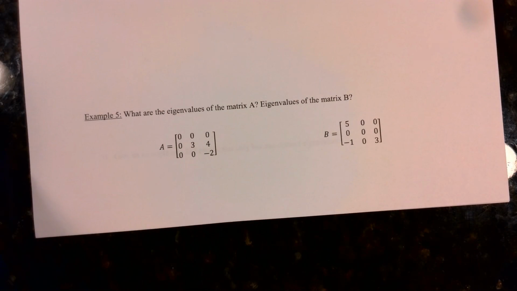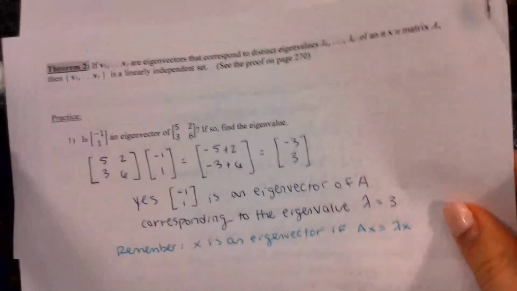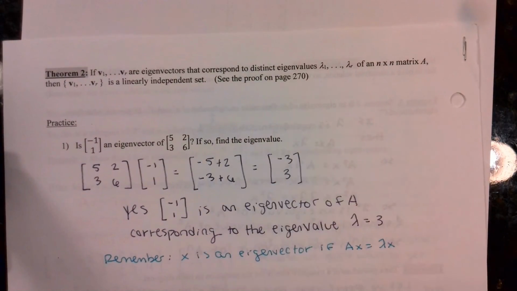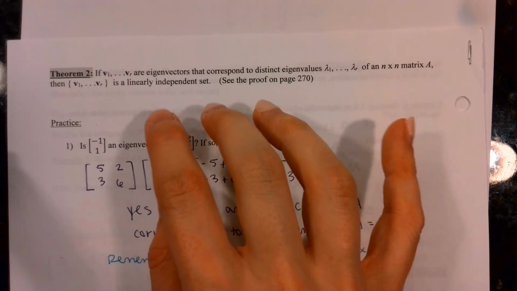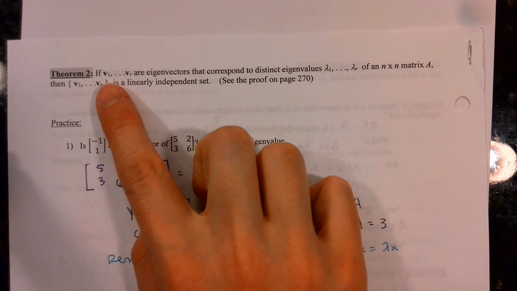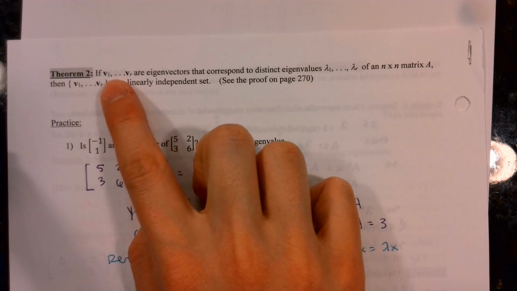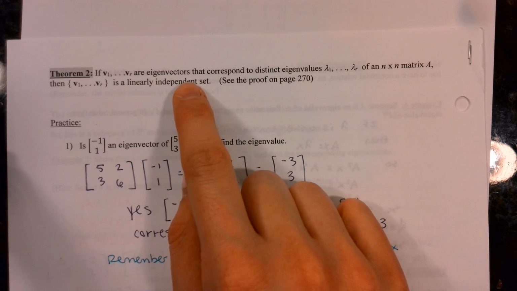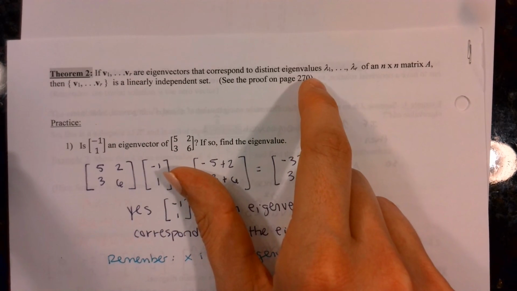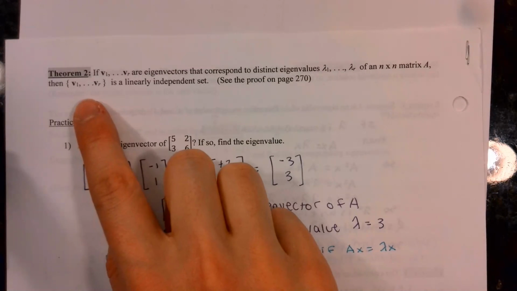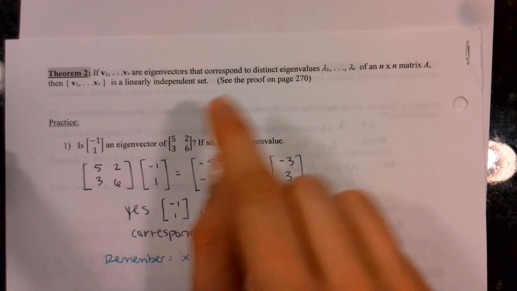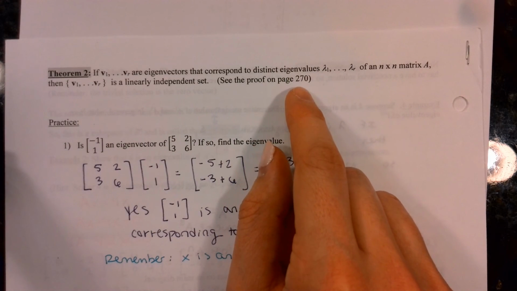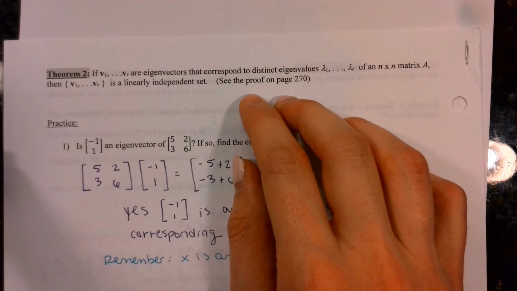All right, so there was one last theorem on the back, but I sent it to the textbook for that proof. This is why we are able to form a basis. If these vectors, v1 through vr, are eigenvectors that correspond to distinct eigenvalues, then that is a linearly independent set. That's why we're able to form a basis. If you need more proof for that, go to 270. But we kind of did some examples where you can see that.